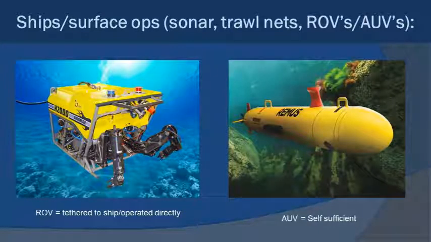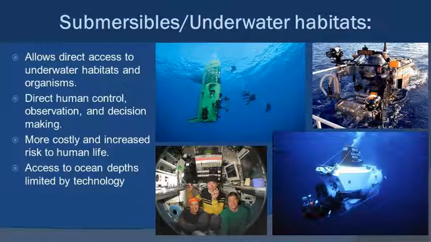From the decks of these vessels, we can launch ROVs and AUVs, which are unmanned exploration tools. ROV stands for Remotely Operated Vehicle, and it's generally tethered by an umbilical to the ship and directly controlled by scientists. AUVs are autonomous unmanned vehicles, and they are not connected to the ship. They can be programmed with a particular profile and mission and sent off to do their tasks. Of course, if you want to really send scientists underwater, you have to use submersibles or underwater habitats.